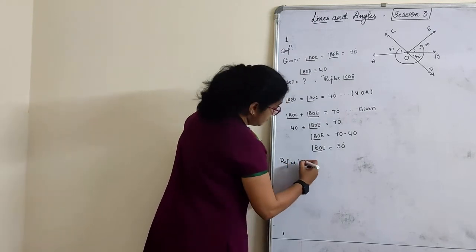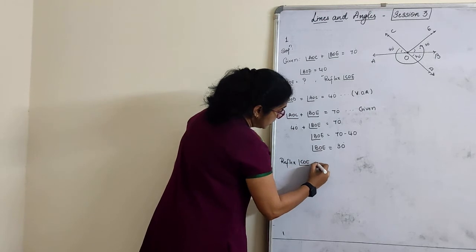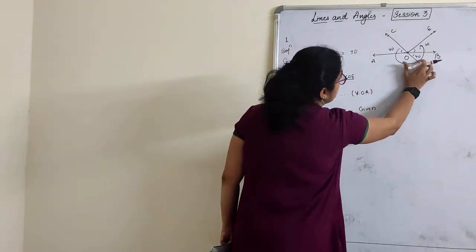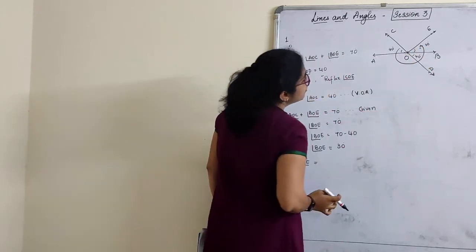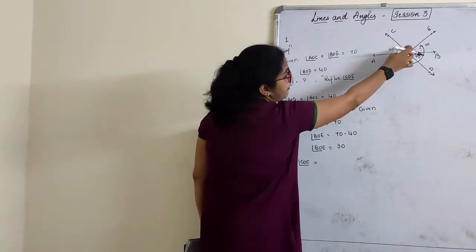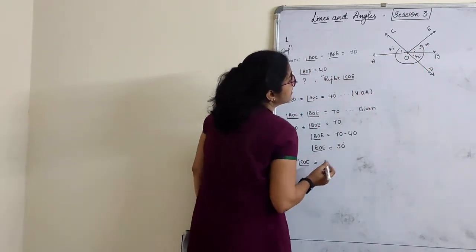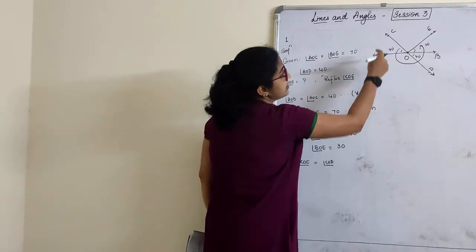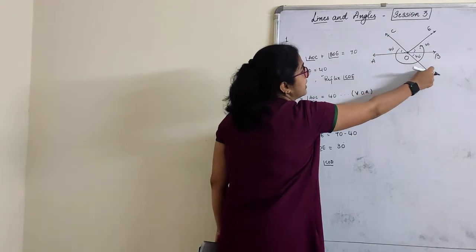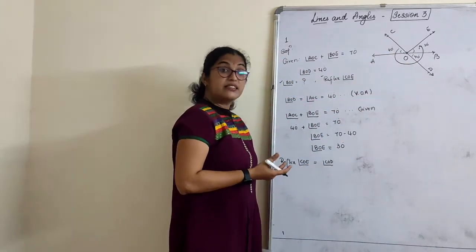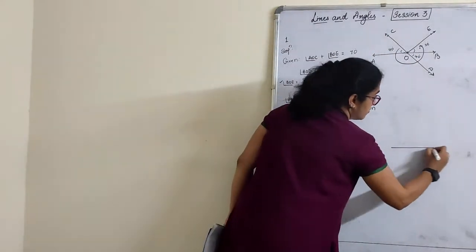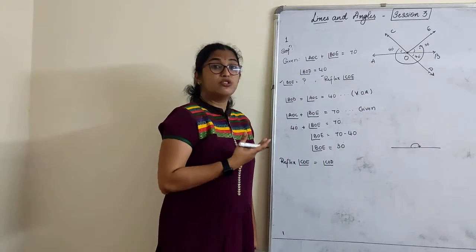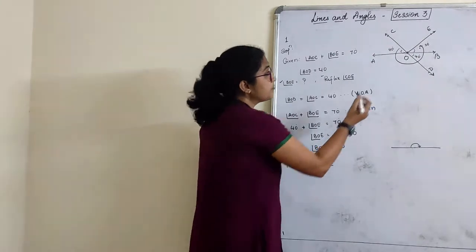Reflex angle COE is equal to, now this is COE. Reflex angle COE is this, right? So can I write COE reflex as this whole angle, that is angle COD. What is COD? Is this an angle? Yes, it is a straight angle. What is the measure of this angle? What is this angle called? Straight angle, which is 180.